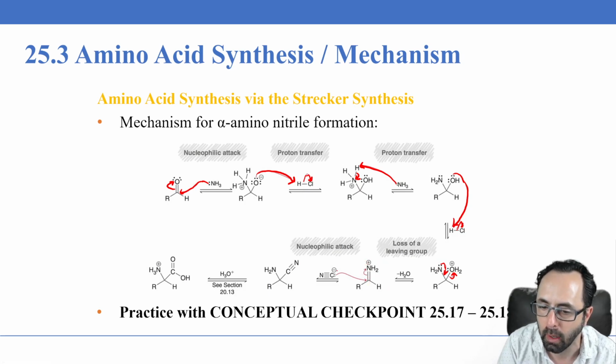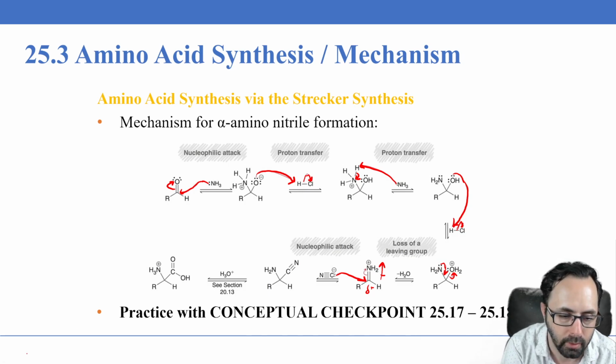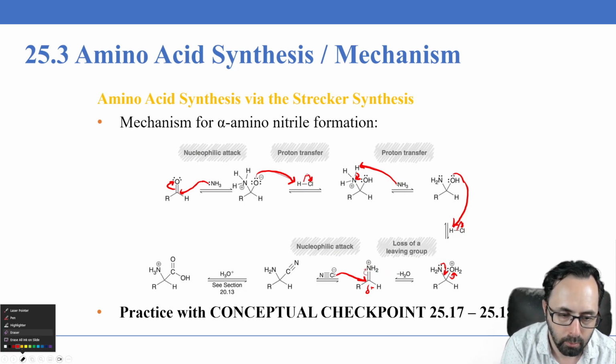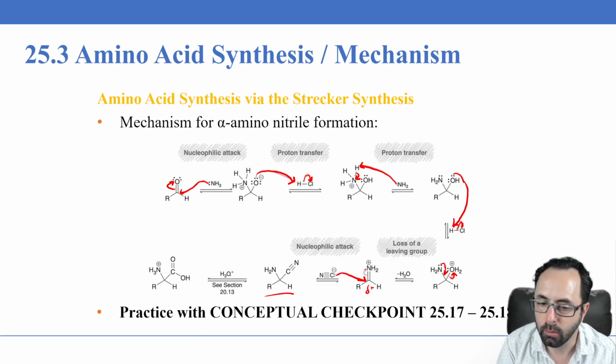This is followed up by a nucleophilic attack by the cyanide ion here on the carbon that is bonded to the nitrogen, this being a polar bond pulling electrons this way, so that gives us this partially positive charge right here. Should probably remove this so it's not mistaken for a mechanism arrow. Okay, fine.